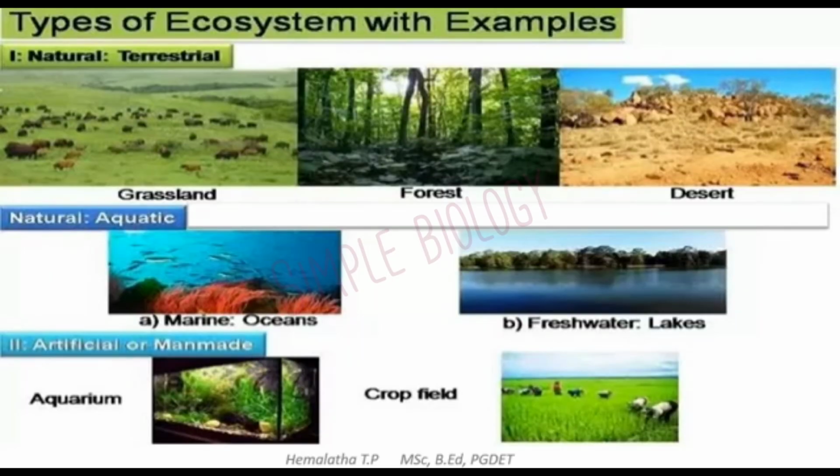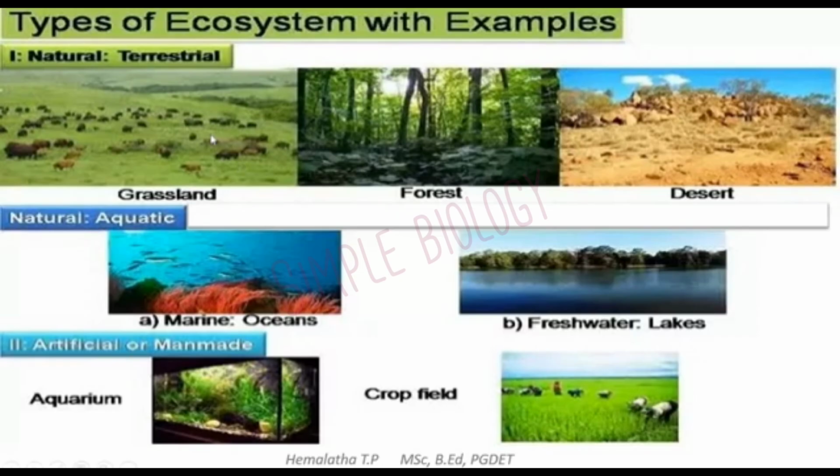This ecosystem has two main types. The first one is the natural ecosystem. The second one is the artificial ecosystem. Natural ecosystem is the system in which there is no dependency on any other thing. In nature it develops by itself. The system which is formed by nature and which takes care of itself naturally is called a natural ecosystem.